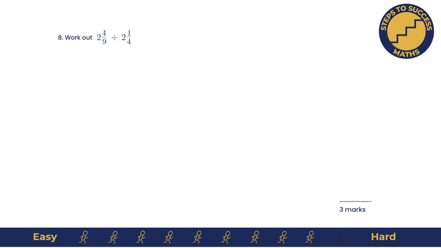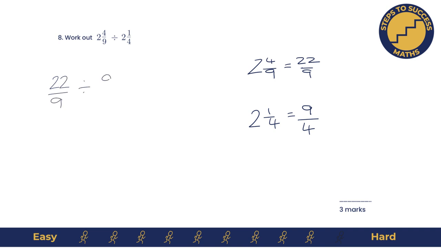Work out 2 4/9 divided by 2 1/4. So step 1 is to write them as top-heavy fractions. 2 4/9. So 2 in ninths will be 18. Add on the 4, that's 22 out of 9. And then 2 1/4. So 2 in quarters will be 8. Add on the extra one is 9. So 9/4. So we need to do 22/9 divided by 9/4. Don't cancel at this stage. Remember, we need to change it to multiply. So KFC.